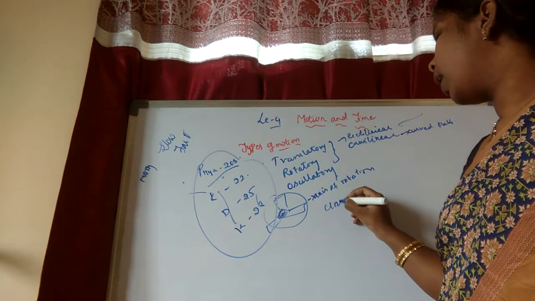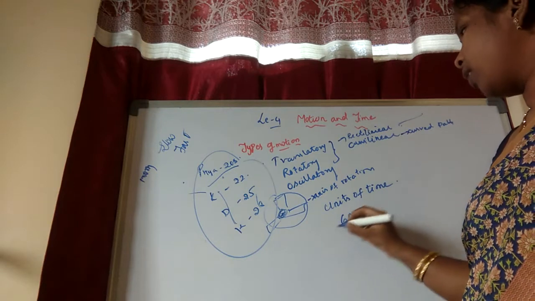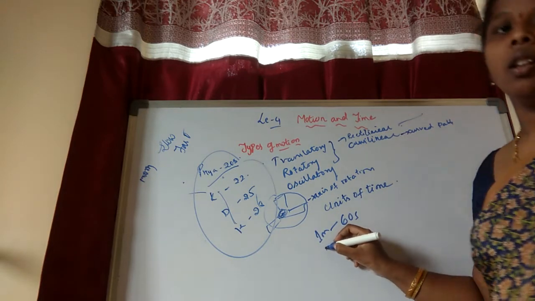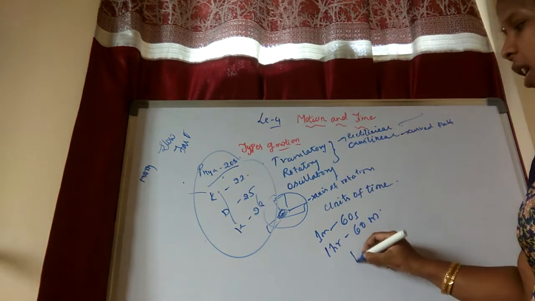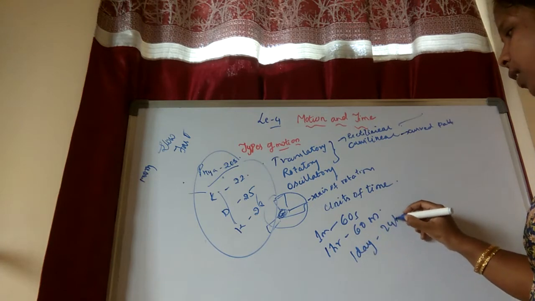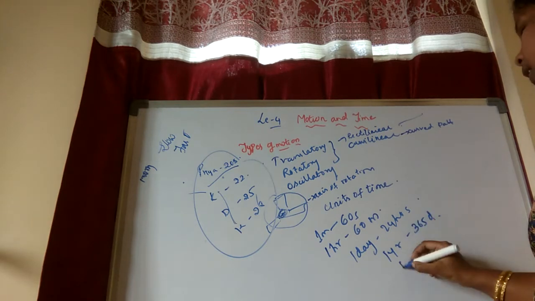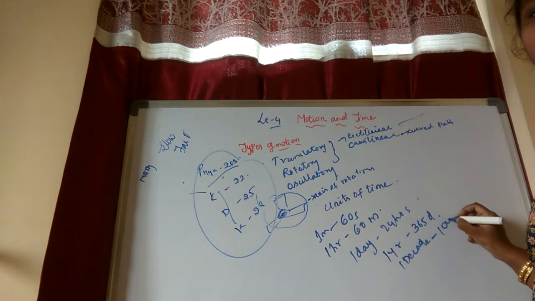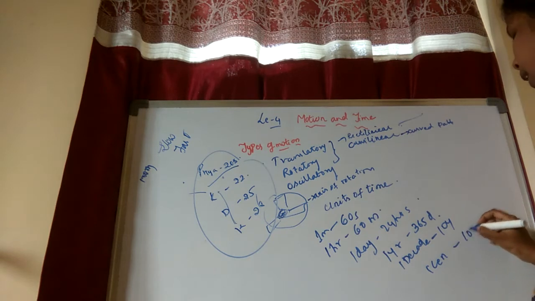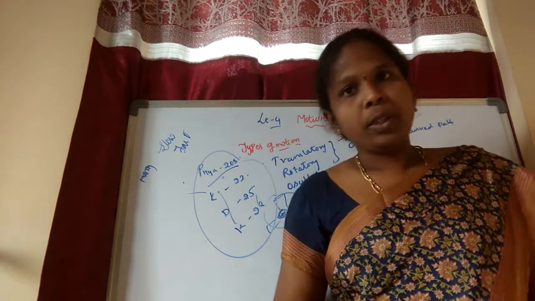So the units of time are: 60 seconds, 1 minute equal to 60 seconds. 1 hour equal to 60 minutes. 1 day equal to 24 hours. 1 year equal to 365 days. 1 decade equal to 10 years. 1 century equal to 10 decades. 1 millennium equal to 10 centuries. So these are the units of time.